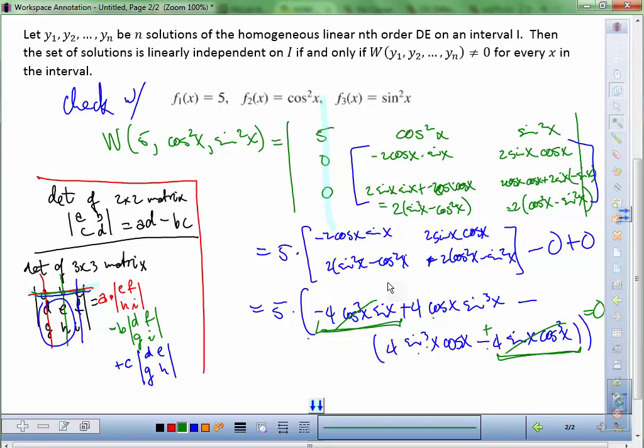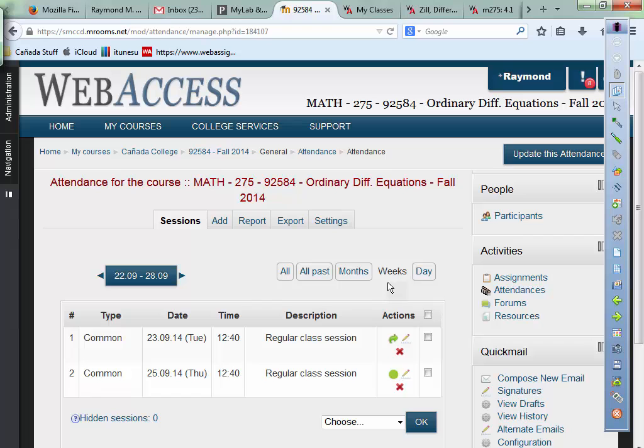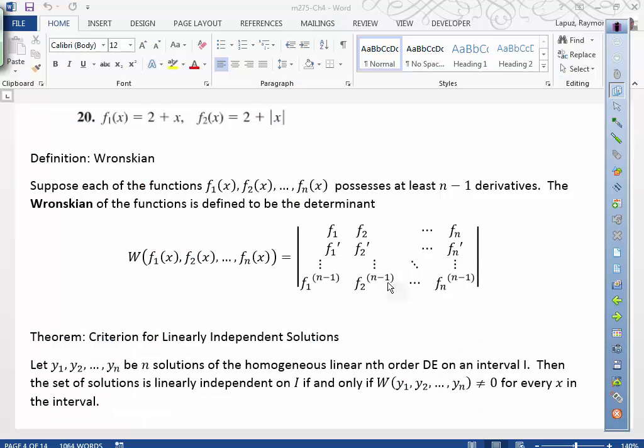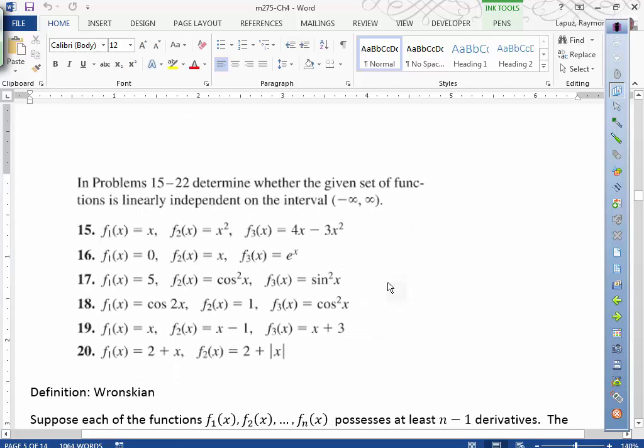Well, maybe we should do a quick example of functions that are linearly independent. I just want to do two functions. I don't want to do three. And I don't want to do an absolute value. Actually, let's do number 16. No, there's a 0 there. All right, let's just make one up.